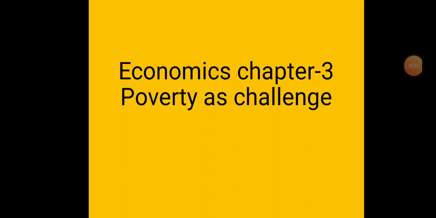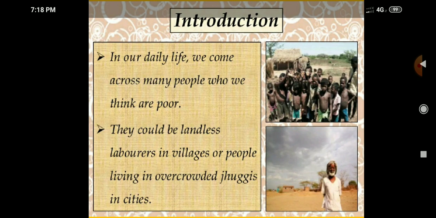Good morning, students. Today we are going to learn chapter number 3 of economics, that is, poverty as a challenge. In this chapter we will learn who are poor, what are the causes of poor conditions in society, and what measures can be taken up so that poverty can be reduced. So we are going to learn all these things. So let me begin with this introduction.